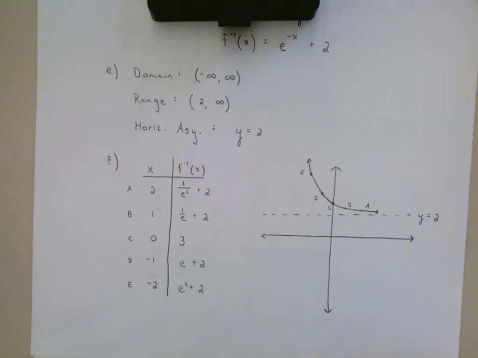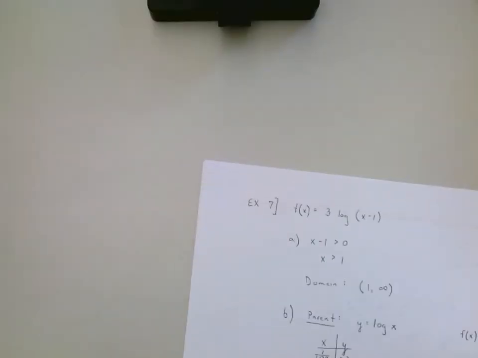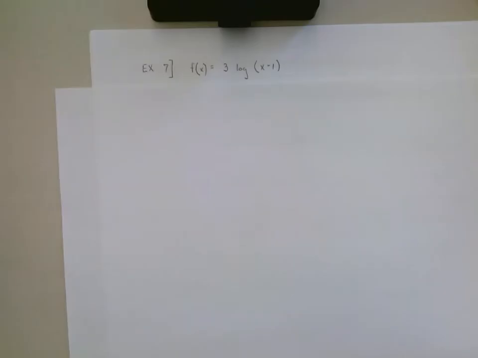If you are working along in Sullivan and Sullivan's precalculus book, I would like you to pause the video and attempt all of example 7 on your own. Example 7 is very similar to example 6. We are going to do all of the same parts with a different logarithmic function. We are going to do parts A through F with 3 times the common logarithm of the quantity x minus 1. Remember that common logarithms have a base of 10 that doesn't need to be shown, it's implied. So pause the video and try all 6 parts of example 7.